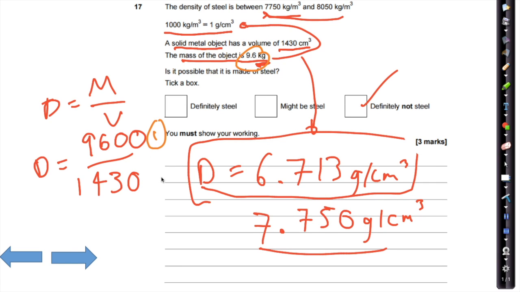The second mark is for actually dividing the correct units here. So 9,600 divided by 1,430. So as long as you've made an attempt at a division where they're either both in kilograms or both in grams per centimeters, then it's absolutely fine. And then the final mark was for having a value, it could have been 6.7, that would have been fine, and ticking, definitely not steel. So that's the third mark.